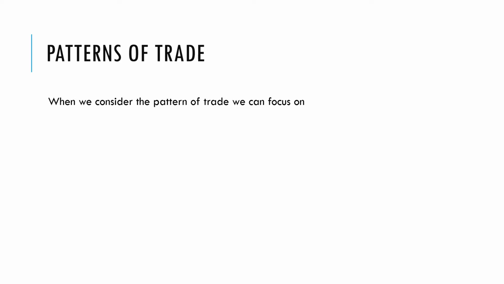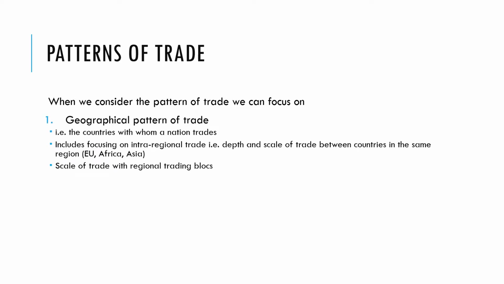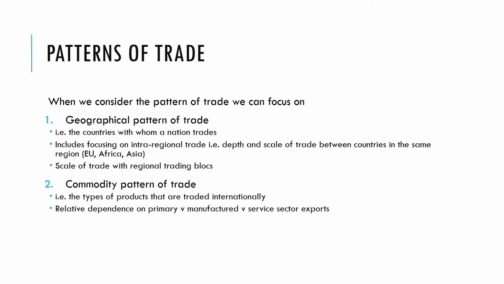So when we're considering patterns of trade, we can really talk about two different things. We can talk about the geographical trade between two countries, so looking at the countries with whom a nation trades, or looking at trade between countries within particular regions. We can also look at trade in terms of what countries trade. So we can look at the types of products that are traded internationally. Are these primary sector products, manufactured products, or maybe dominated more by service sector exports?